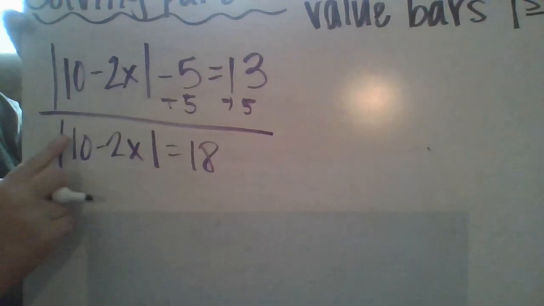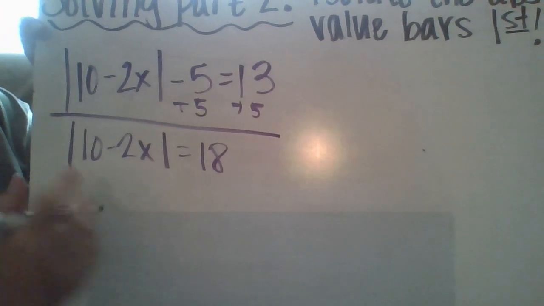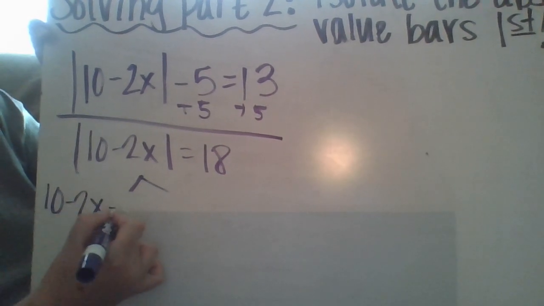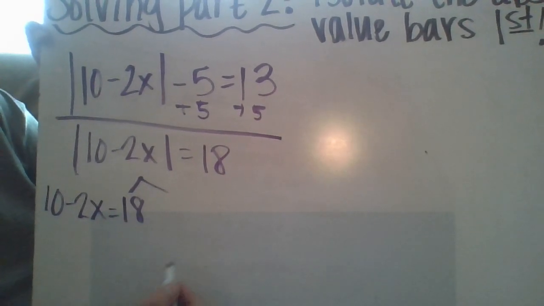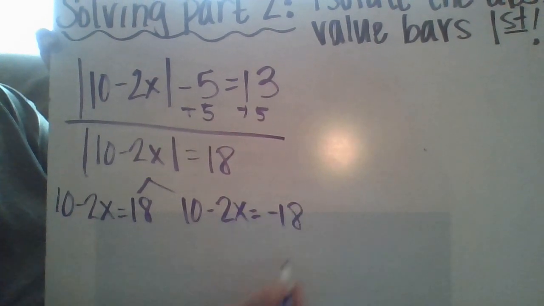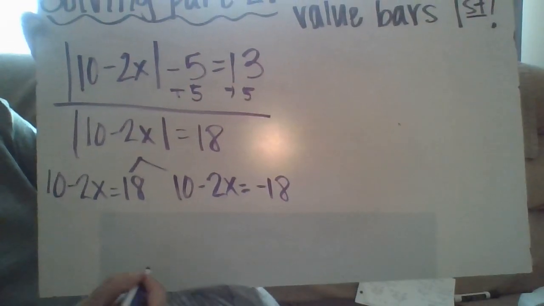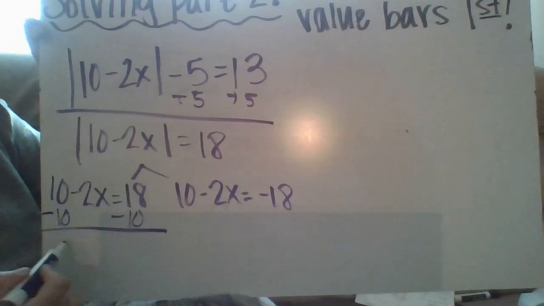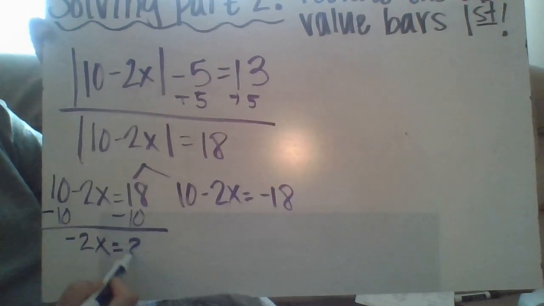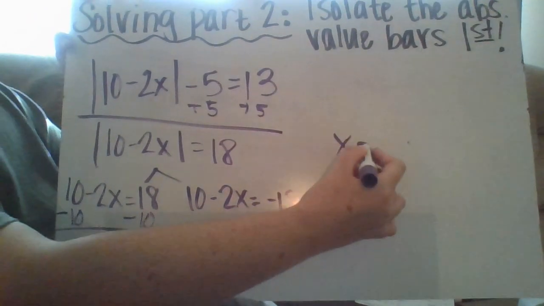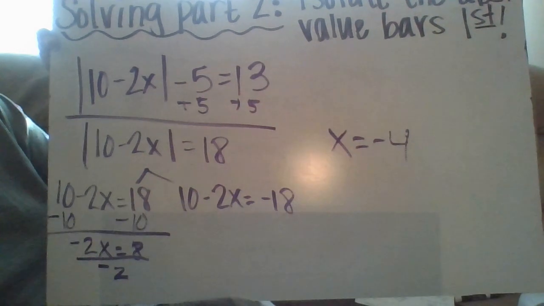And now that my bars are alone, it becomes a problem just like yesterday. So I'm going to split it into two problems. 10 minus 2x equals 18, like we're traveling to the right, and 10 minus 2x equals negative 18, like we're traveling to the left. Then we go ahead and solve it by subtracting 10 from both sides. That's negative 2x equals 8. Divide by negative 2, that gives me x equals negative 4.